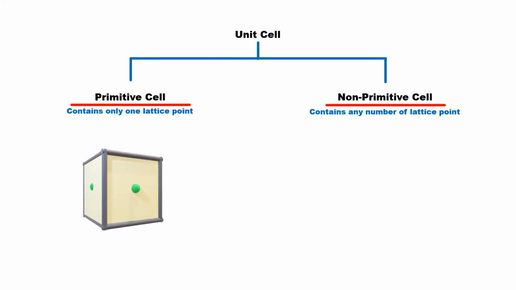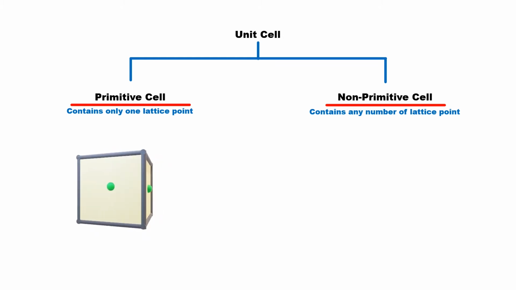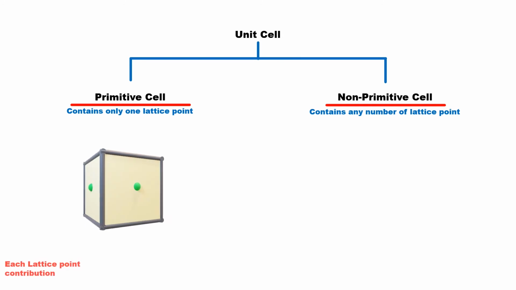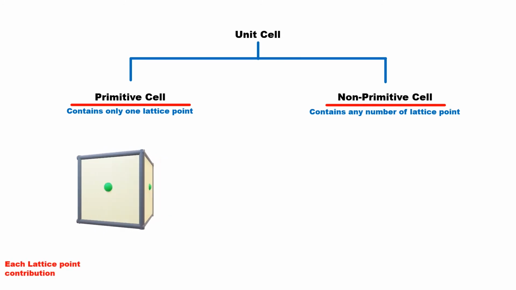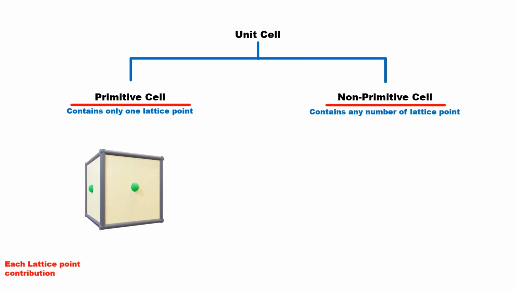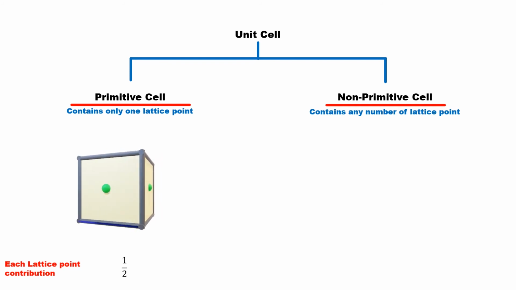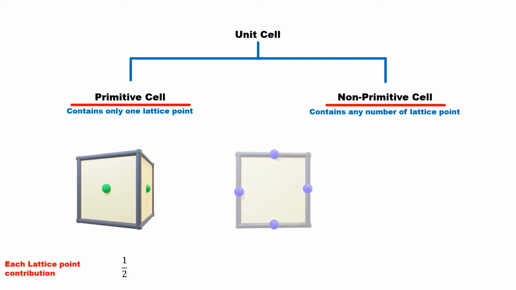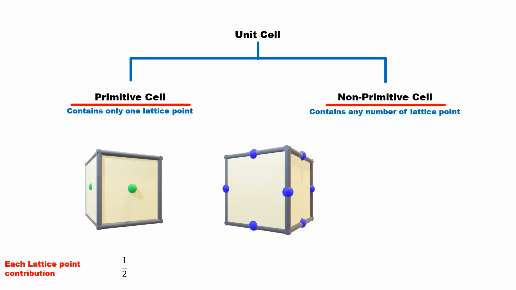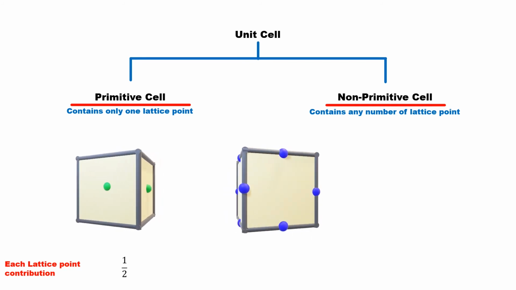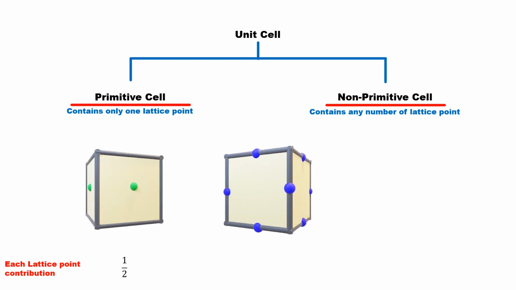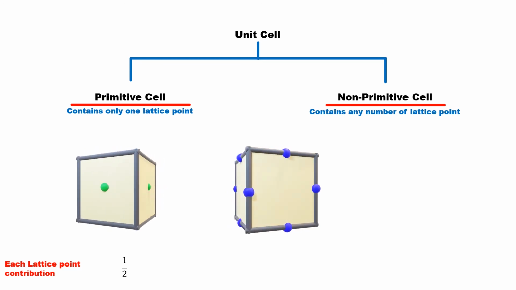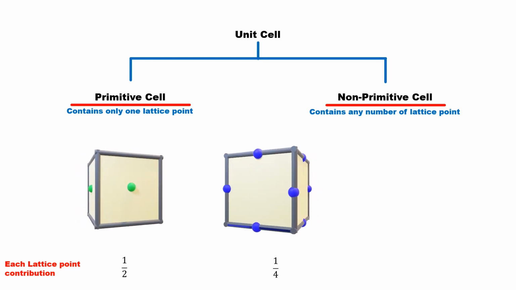If an atom is present on the face of the unit cell, then this atom is surrounded by two unit cells. Only half of the atom is inside the cell and the remaining half is outside the cell. If the lattice point is at the edge of the cell, then that lattice point will be surrounded by 4 different unit cells, and its contribution to one unit cell is only 1/4.